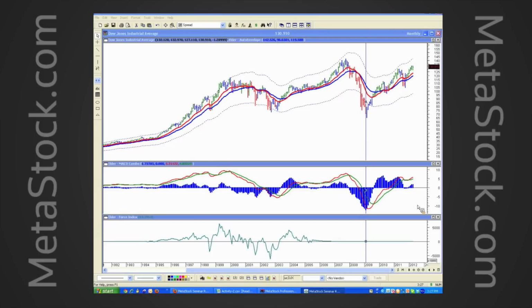If you look now towards the right edge of this chart, you can see there was a powerful rally last year, 2011, and the Dow came near its upper channel line, and right now it's trying to come near its upper channel line, and it's not making it, it's failing.